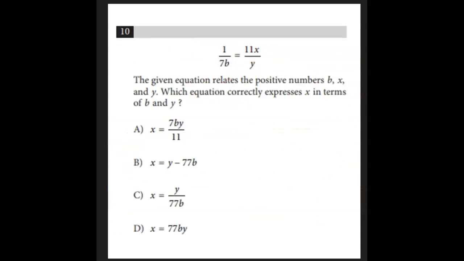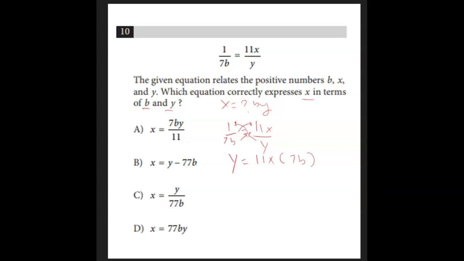All right, number 10. The given equation relates the positive numbers b, x, and y. Which equation correctly expresses x in terms of b and y? So x equals what in terms of b and y? We just want to get this to x equals. So let's move this equation around. If we start with 7b equals 11x over y, what I want to do is get rid of these denominators. So let's multiply this side by y and this side by 7b. So immediately I get y equals 11x times 7b.